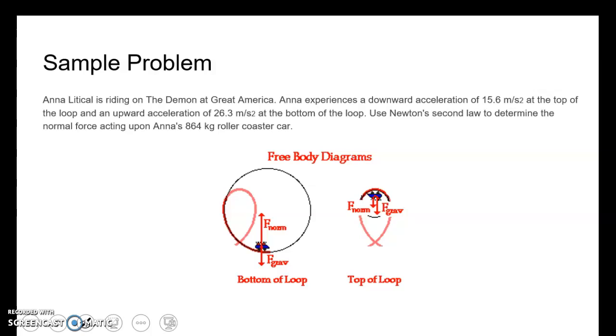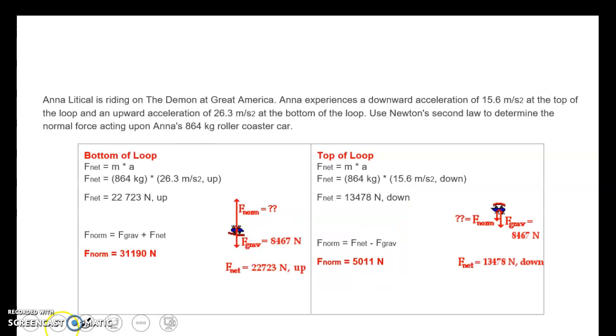The Demon is a roller coaster at Great America, and there's a downward acceleration of 15.6 meters per second squared at the top of the loop, and an upward acceleration of 26.3 at the bottom of the loop. So we're going to use the second law to determine the normal force acting on the rider and her roller coaster car, which has a mass of 864 kilograms. So we're going to look at the bottom and at the top of the loop.